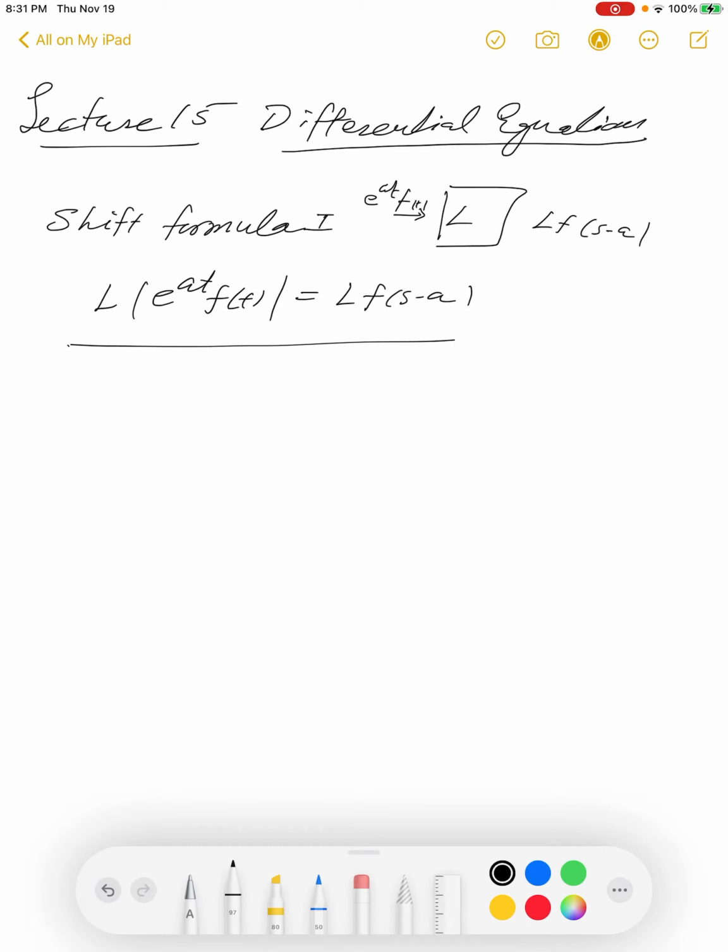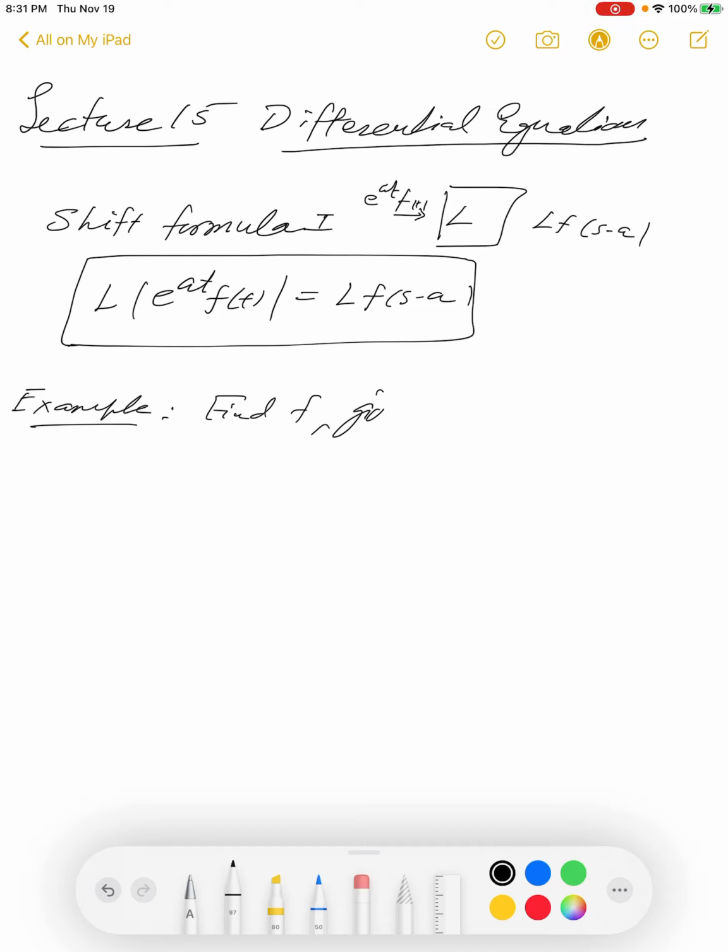And so we saw last time how to use this to find the inverse transform of a given function, particularly when the function is a ratio of two polynomials and the denominator doesn't factor. So let me do one example before we go further. Find f given that LF is 4s minus 1 over s square minus 6s plus 10.